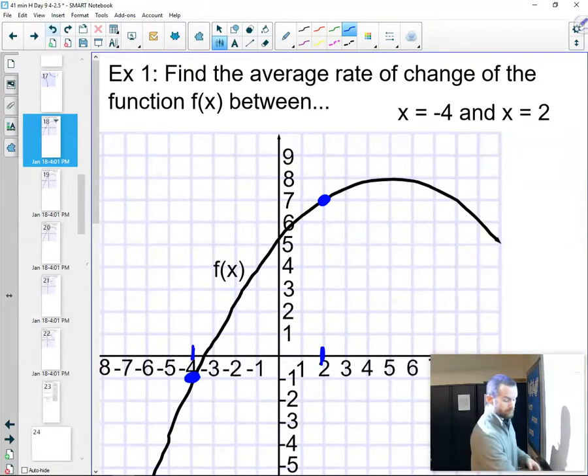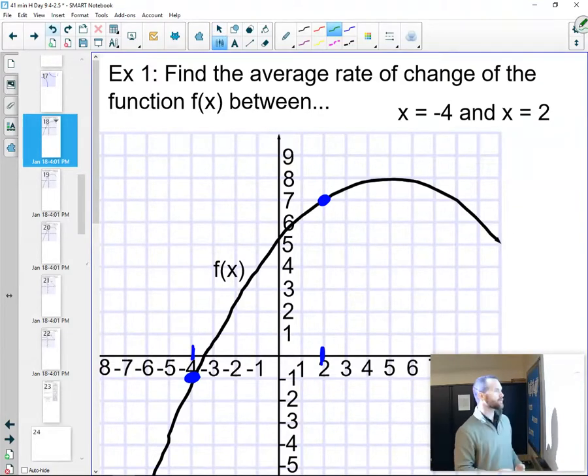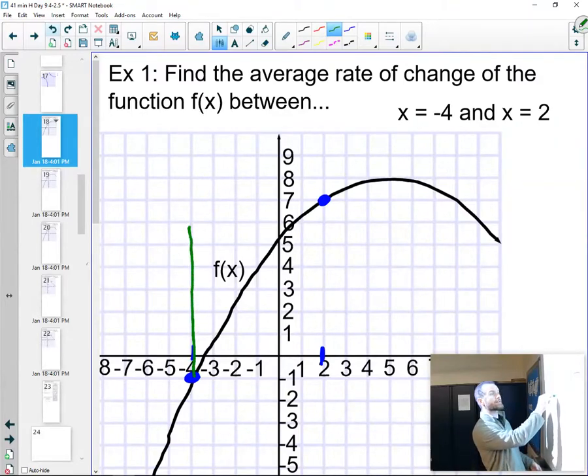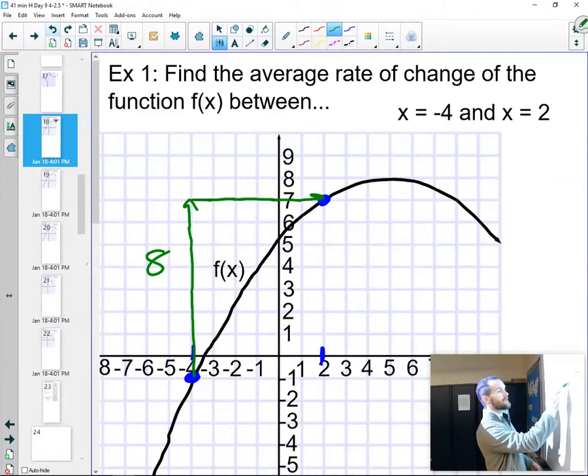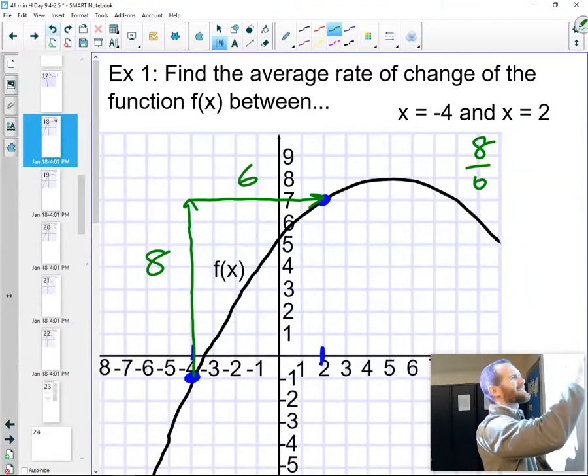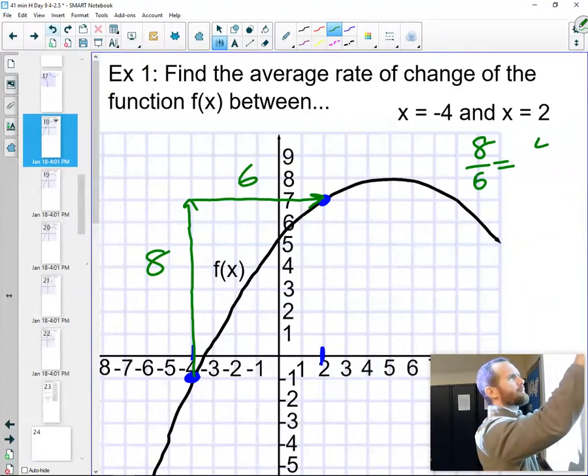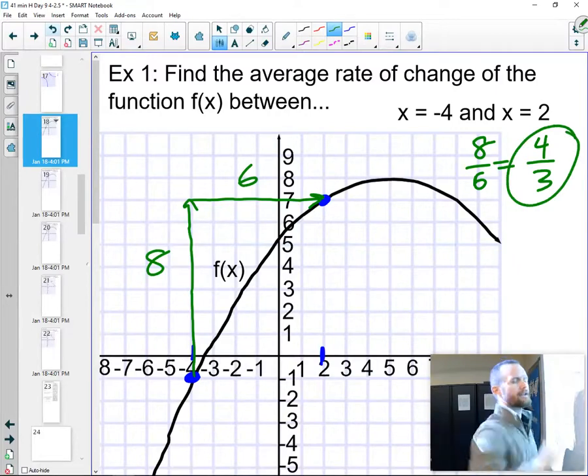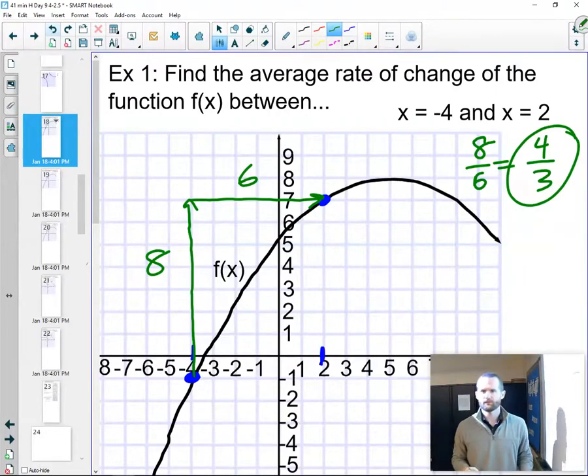Now all we need to do is rise over run. Do our slope, the average rate of change between those 2 points. So I'm going to go up 1, 2, 3, 4, 5, 6, 7, 8. To the right, 1, 2, 3, 4, 5, 6. So rise over run, that would be 8 over 6. But we can simplify that. Let's divide both of them by 2 and make it 4/3. And that's our average rate of change between those 2 points.